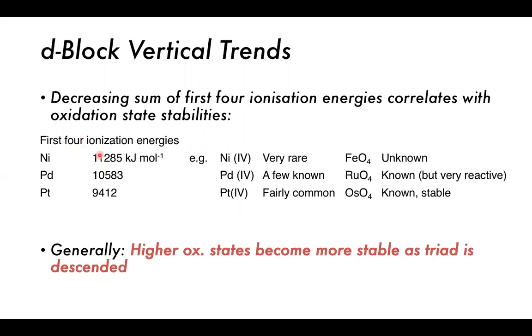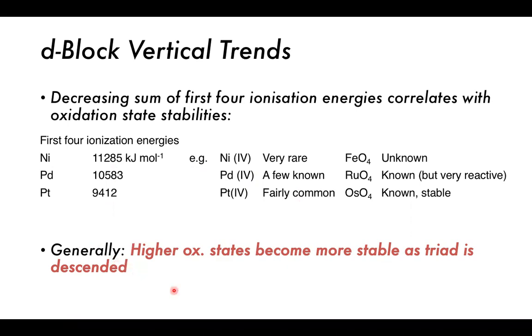So the sum of the first four ionization energies of nickel is higher than that of palladium or platinum. And that also corresponds to the fact that nickel 4 is quite rare. It's quite hard to remove all of these electrons. So it's quite rare that we form nickel 4. Palladium 4, some are known because, well, the energy is lower, and then platinum 4 is fairly common. Platinum 4 is the basis for some important biological complexes.